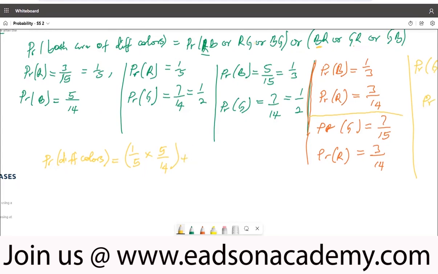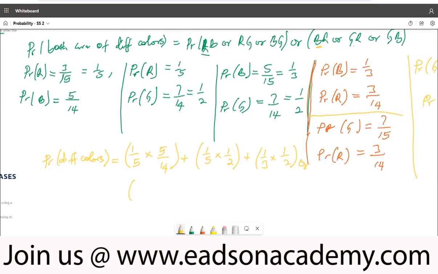The first is red, the second is green. That is here, 1 over 5 times 1 over 2. Then, or again, so plus the first is blue, the second is green. The first is blue is 1 over 3, times the second is green is 1 over 2. Then this or here, or, so move to the second bracket now.